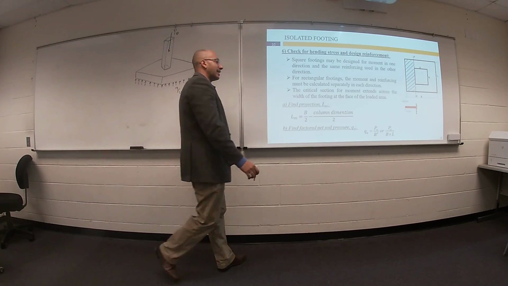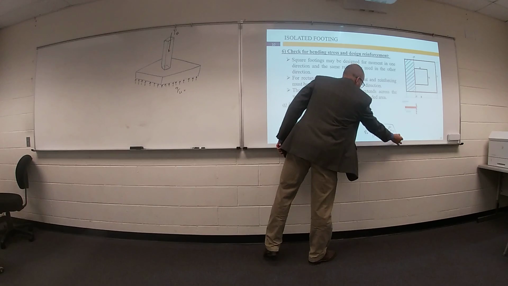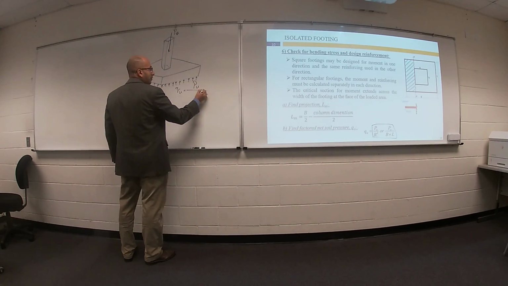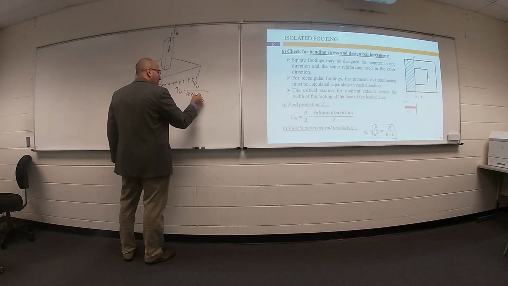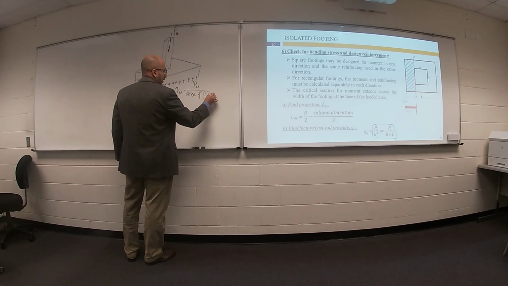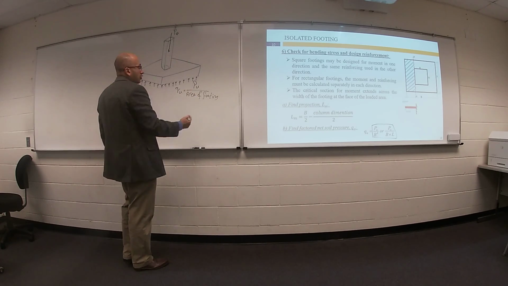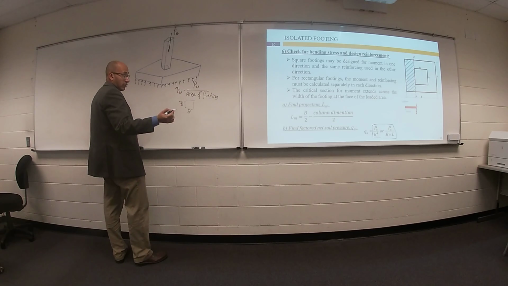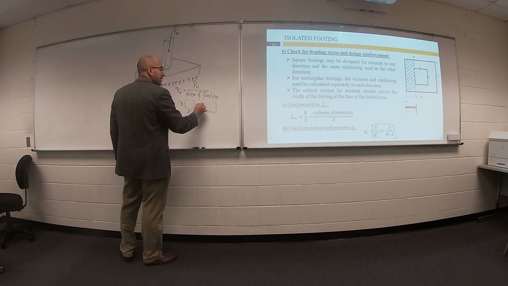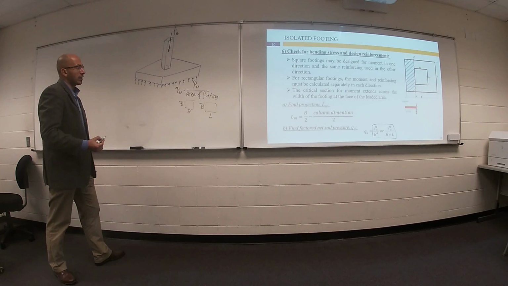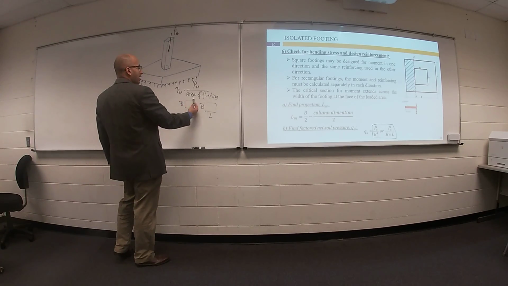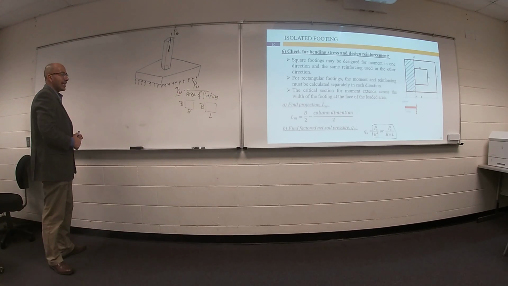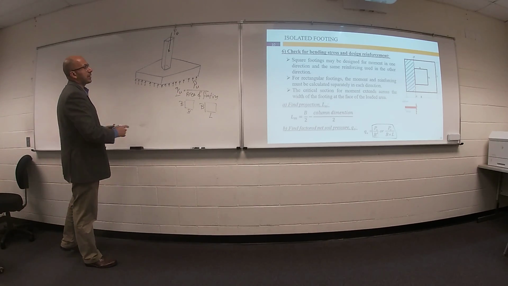This Q ultimate equal this value, P ultimate divided by area of footing. From the previous step, you selected your dimension of footing, maybe B and B if it's square, or B times L if it's rectangular. So area of footing, B times B or B times L. I can get the Q ultimate, which is the factored soil pressure.